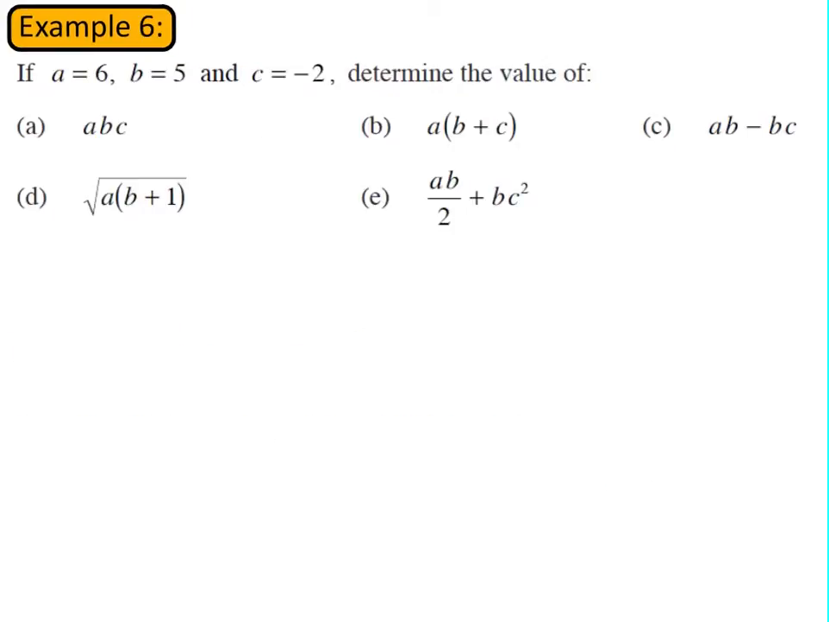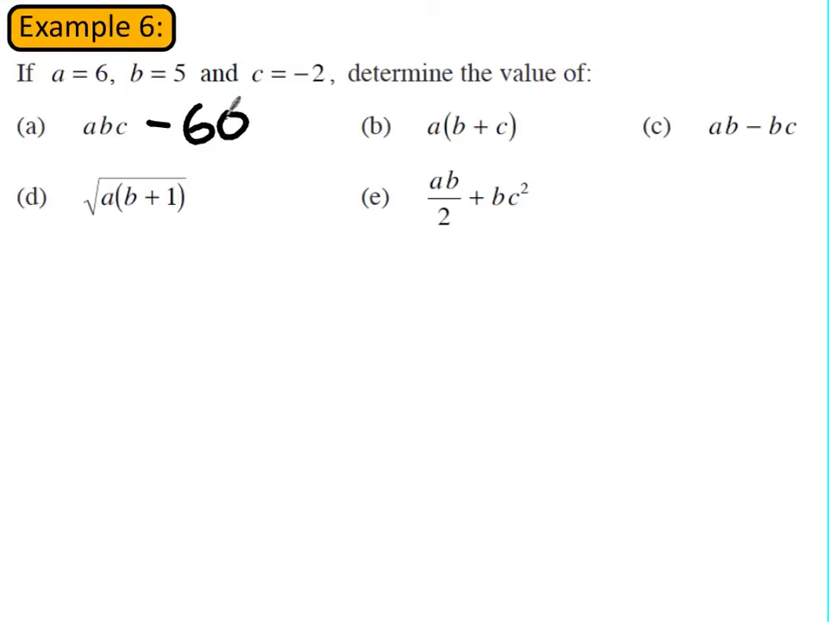Easy so far, but we've got some more complicated examples here. These ones involve some negative numbers. You may well want to show some working for a lot of these. So in part A, ABC means A times B times C. So 6 times 5 is 30, times minus 2 is minus 60.